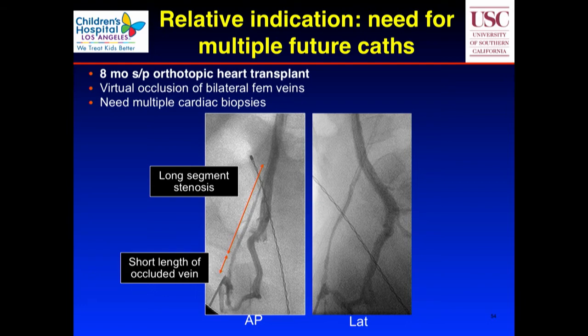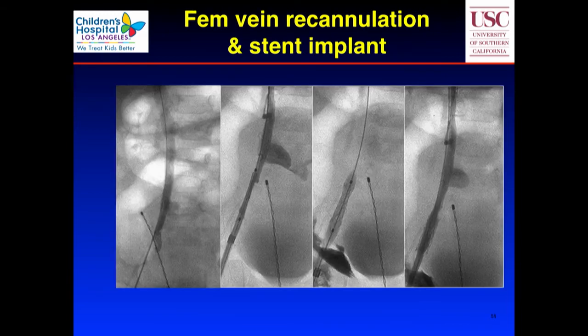Sometimes a patient has had a heart transplant, and you know that heart transplants have to have biopsies all the time. So if you lost a vessel, it's going to be really hard to get back into the heart to get those biopsies. This is an 8-month-old baby who had a heart transplant. The whole vessel was very narrowed down. We ended up putting a bunch of stents in.